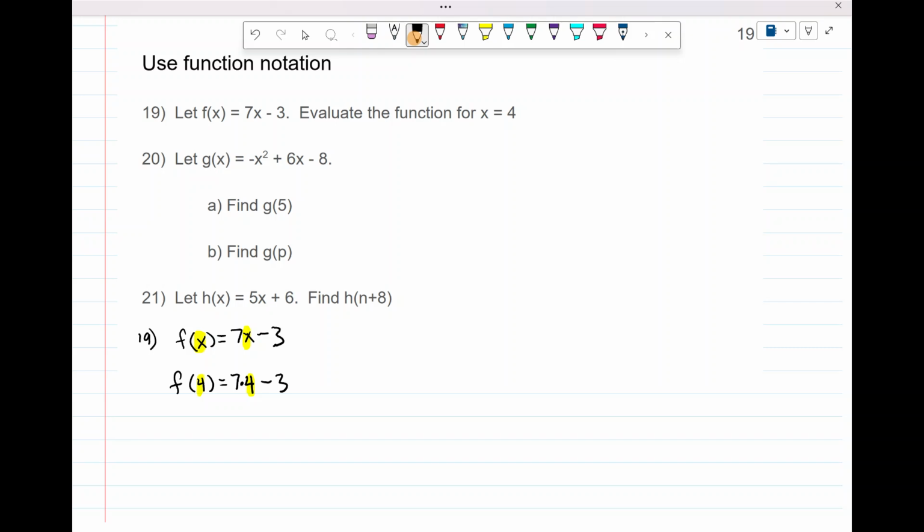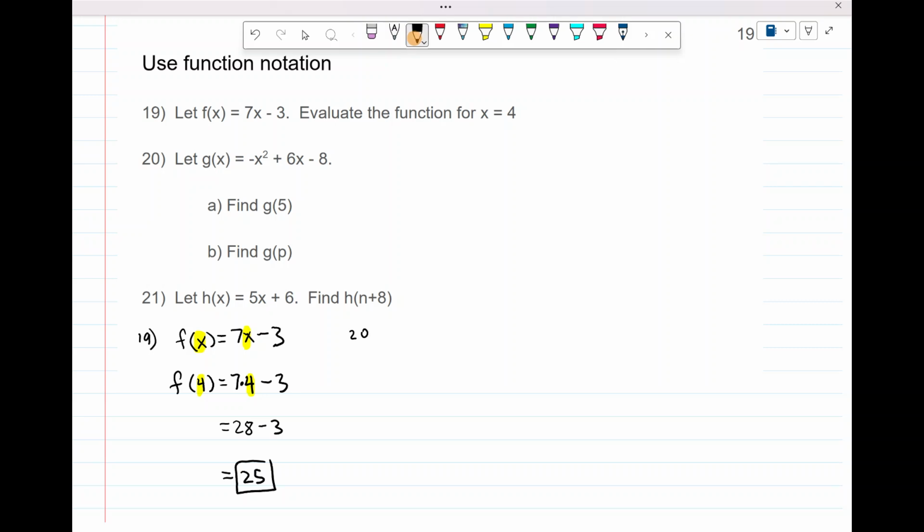Once I've done that, now I just evaluate 7 times 4 minus 3 using the order of operations. I'm going to do the multiplication first. 7 times 4 is 28. Bring down the minus and the 3, and 28 minus 3 is 25. And we are done. You can also, if you have a calculator handy, just put this in your calculator right away and skip the step below. All right, let's do the next problem.